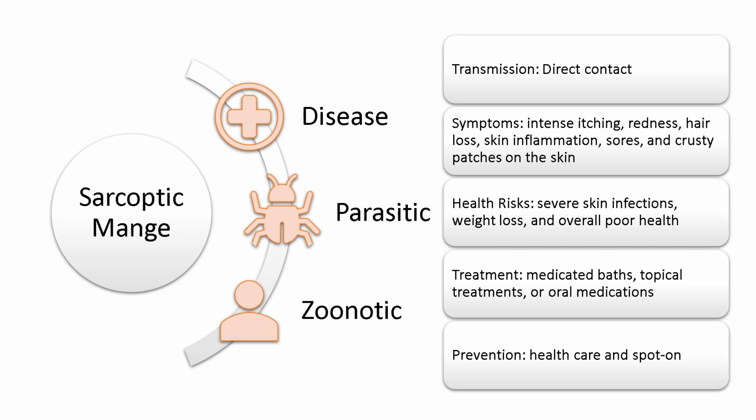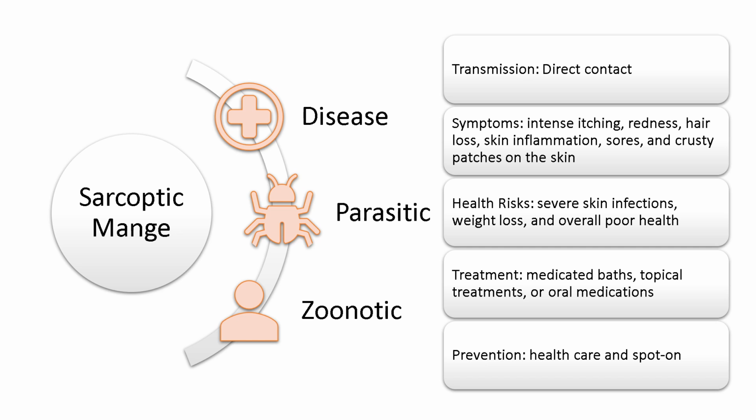The mite spreads through direct contact with an infected animal or contaminated objects like bedding, grooming tools, or surfaces. Sarcoptic mange is highly contagious among dogs. Symptoms include intense itching, redness, hair loss, skin inflammation, sores, and crusty patches on the skin, especially around the ears, elbows, and belly. Secondary infections can develop due to scratching.